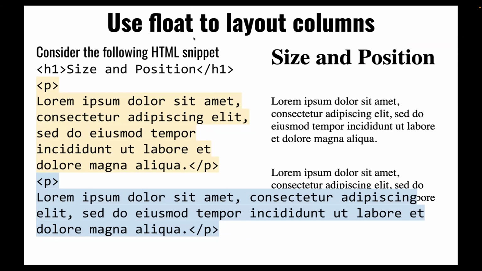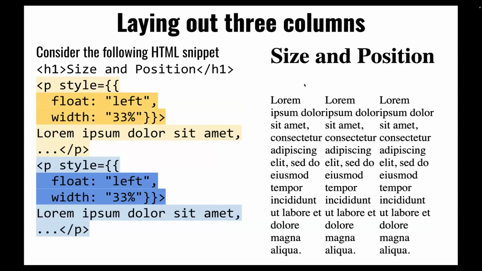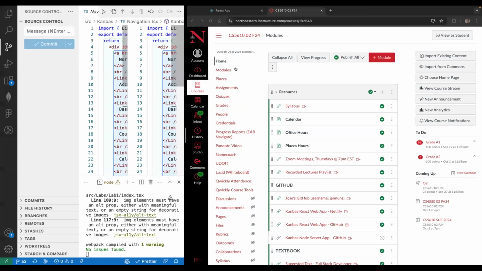The float property allows you to define that a certain piece of content is going to be stuck to the right or to the left, and then all the other text tends to just flow around it. So let me illustrate this with an example.